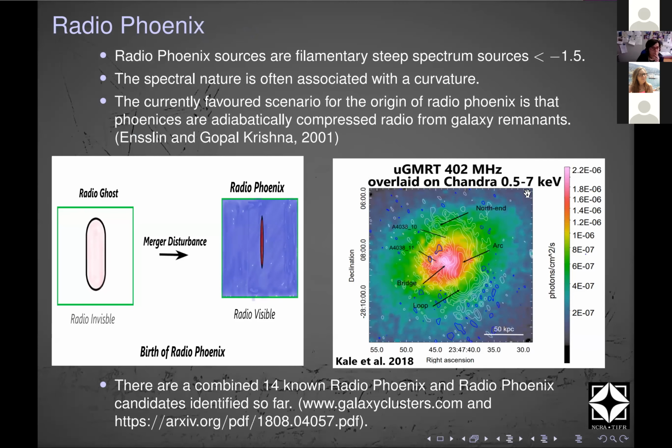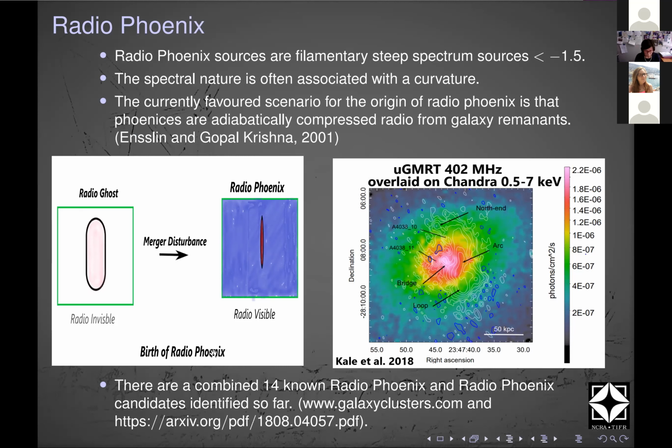Here we see an example of a radio phoenix in Abell 4038. The structure is irregular and has a highly axial morphology. Radio phoenix are filamentary sources characterized by a steep spectrum with a spectral index of less than -1.5. The precursors to these sources are lobes of radio galaxies, which have become radio dead after their central AGN has turned off. When these lobes are dragged into cluster disturbances originating from mergers or other turbulent processes, they undergo adiabatic compression, during which the electrons gain internal energy, consequently making these sources radio visible.